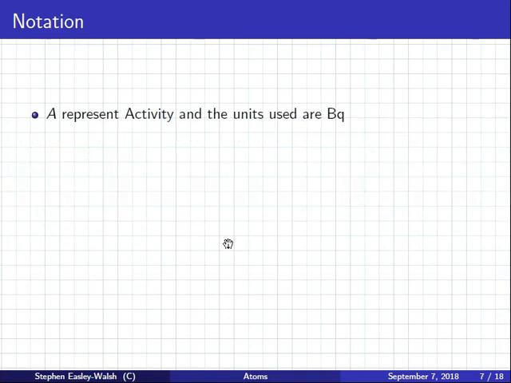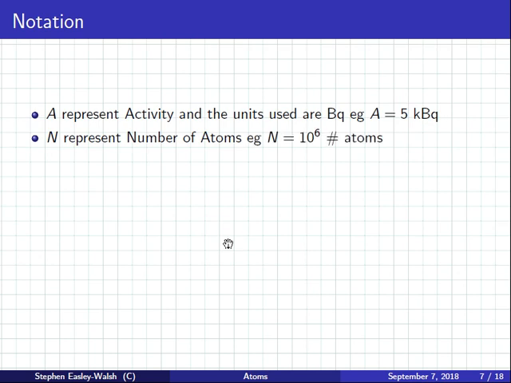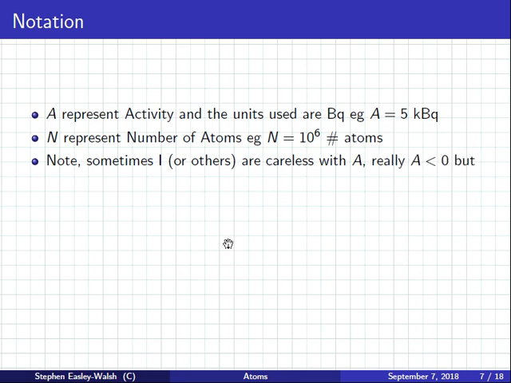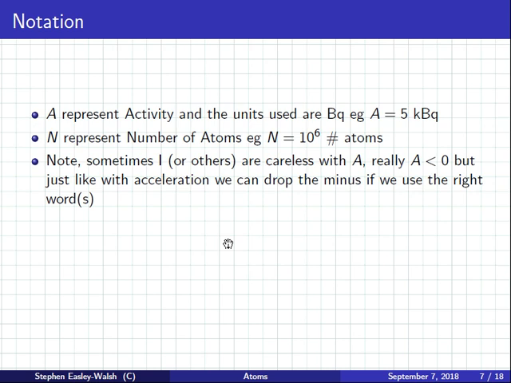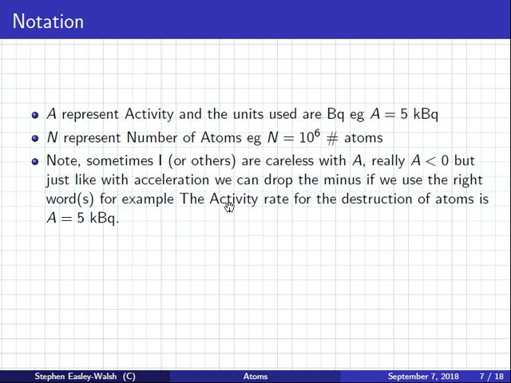So, A represents the activity. For example, 5 kilobecquerels means 5,000 nuclei destroyed per second. N represents the number of atoms, for example, 10 to the power of 6 atoms. And a lot of people are careless with the A. Really, A is a negative. But just like with acceleration, we can drop the minus if we use the right words. So for example, if I said the activity rate for the destruction is 5, because I said the word destruction, we understand that's really a -5, that we're losing 5,000 per second.